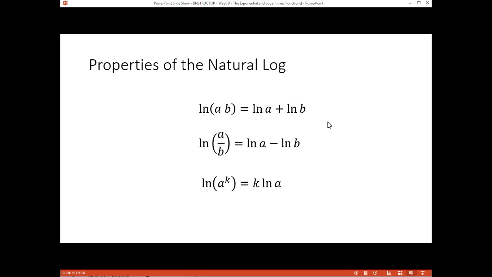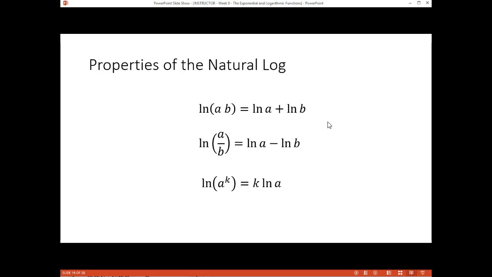I want to talk briefly, transition over to the natural log. The natural log is just your typical logarithm. It behaves like every other log you studied. It's just different in the fact that it's base e instead of base 10 or base whatever. The properties are still the same.